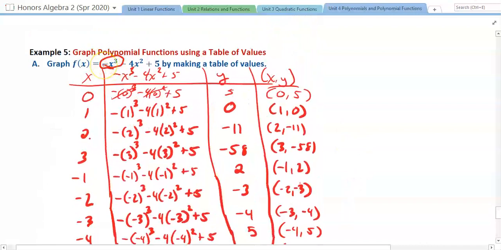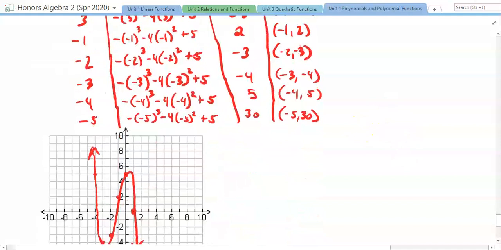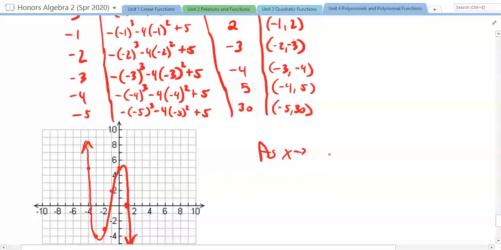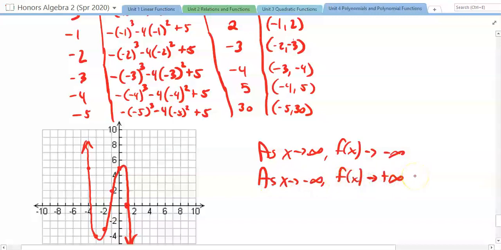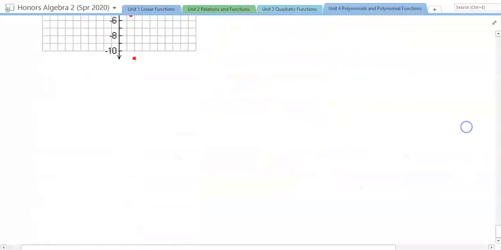Our leading coefficient was negative, which is going to flip our end behaviors. And the odd degree means that our ends are going to go in opposite directions. So our end behavior here, as we look at our sign, our leading coefficient, as x goes to positive infinity, the f of x is going to negative infinity. And as x goes to negative infinity, the f of x is going to go to positive infinity because we're going up in this direction. And that's the basic premise of this.